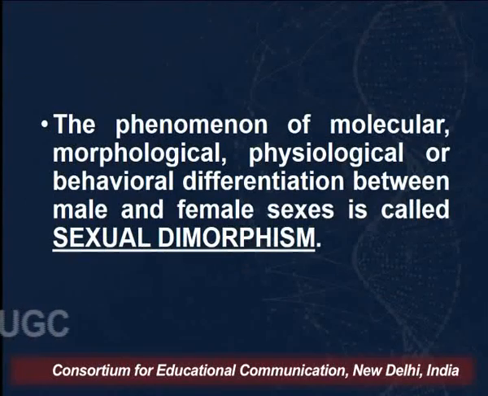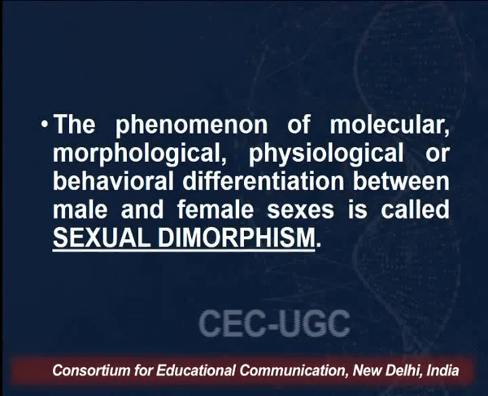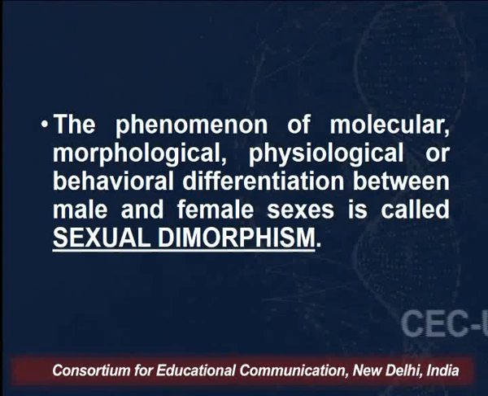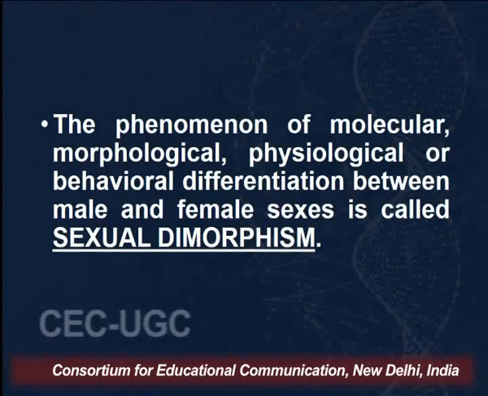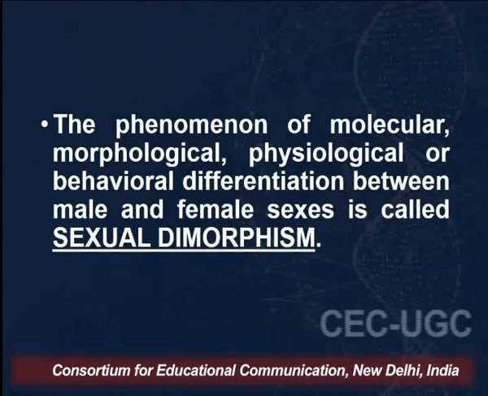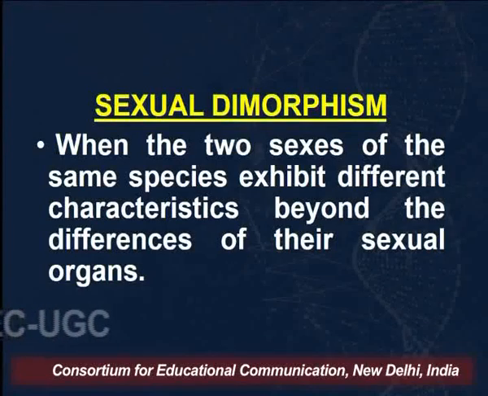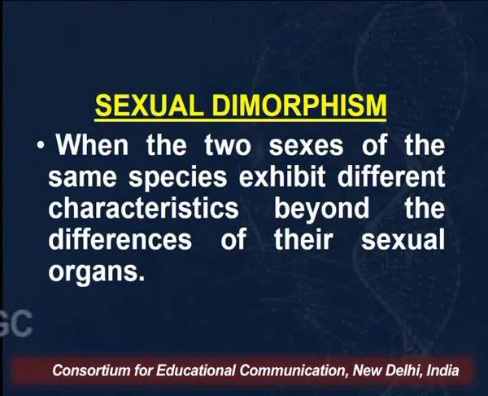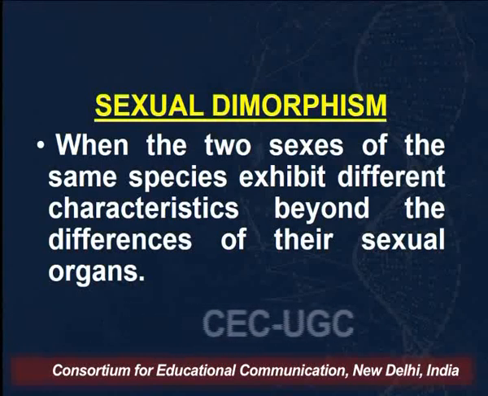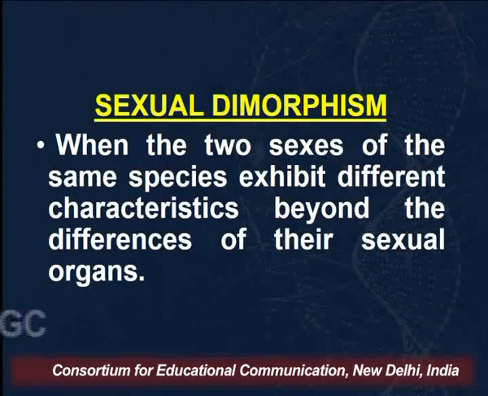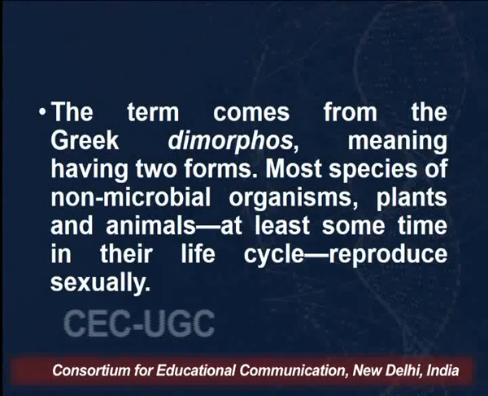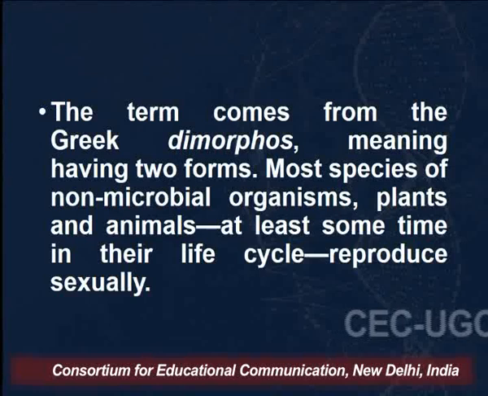And this brings us to a very important terminology. If we have differences between the organisms in terms of their morphological, physiological, behavioral and molecular differentiation, and then we can designate them as male and female sexes, the phenomenon would be called sexual dimorphism. Now on your screens you can see a good definition of sexual dimorphism, which means that the two sexes of the same species will have different characteristics. It's not only the sex organs which are different, the other differences, namely the somatic ones, are also present. And the term dimorphism is derived from the Greek dimorphos, which means two different forms.